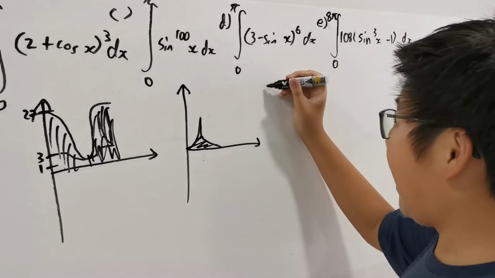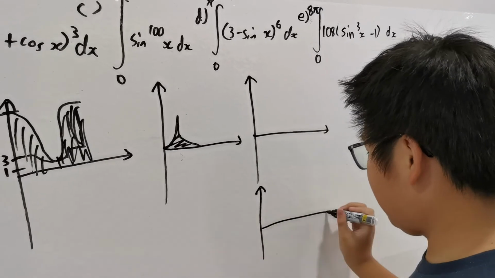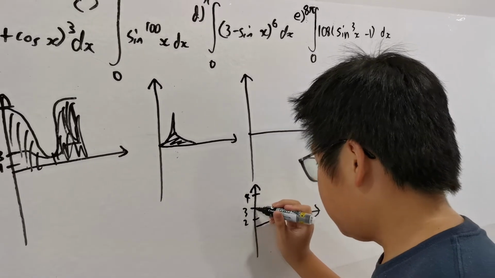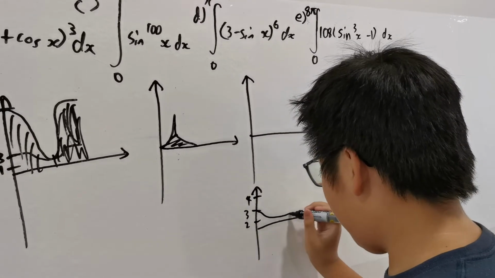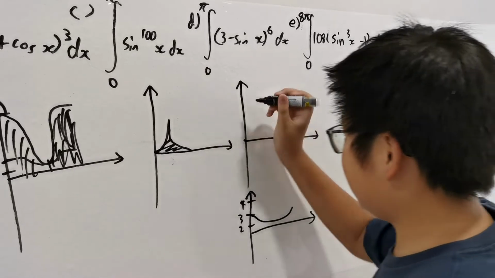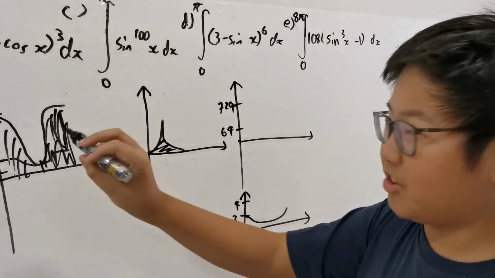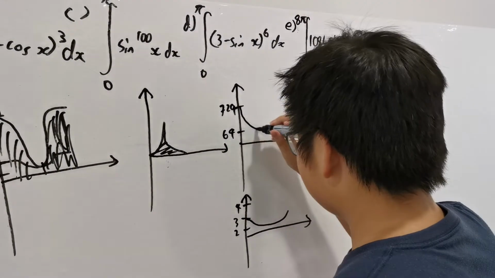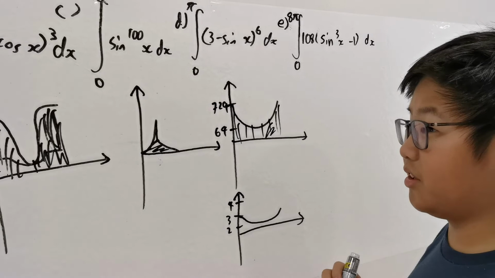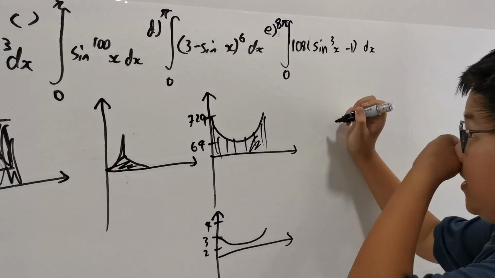How about option D? I think this is going to be a big one. How about 3 minus sine x? First, let's draw the graph of 3 minus sine x on this bottom graph. 4, 3, 2. So it's from 0 to pi. Now how about this? 729, 64. Even these values surpass option B's integral, and it looks like this. Obviously, this is not drawn to scale, but you know this is going to be a bigger integral than C, B, let alone A.